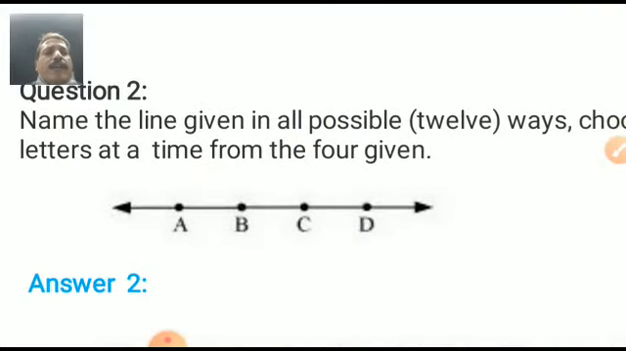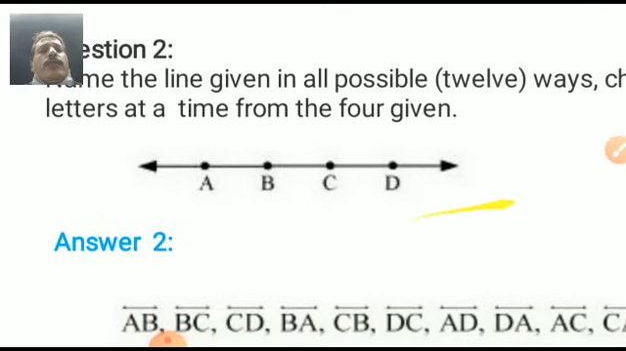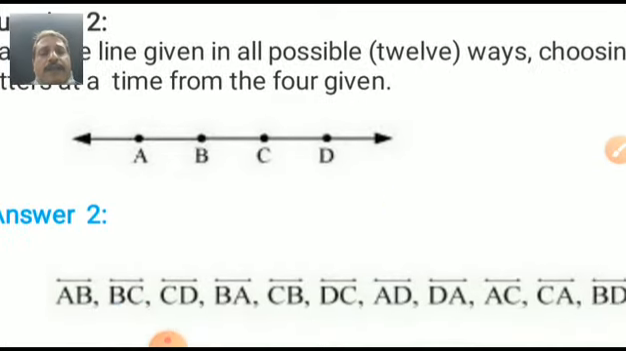Name the line given in all possible ways, meaning 12 ways. You have to show a line in 12 ways, choosing only 2 letters at a time from the given figure. Students, the answer is very easy. Once again I remind you, you can take any 2 points. It is included in the line and is a part of the line.